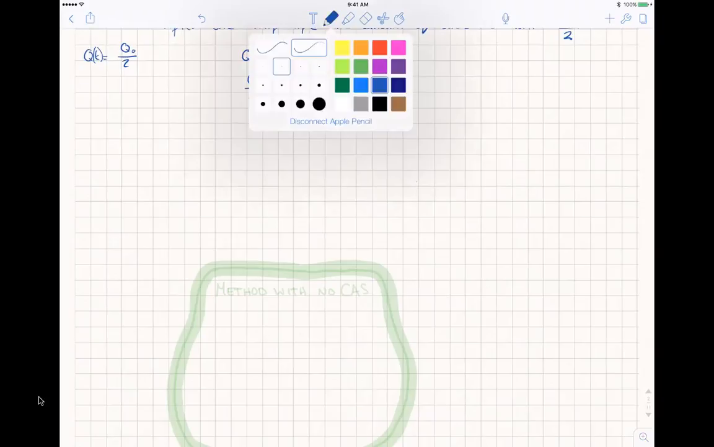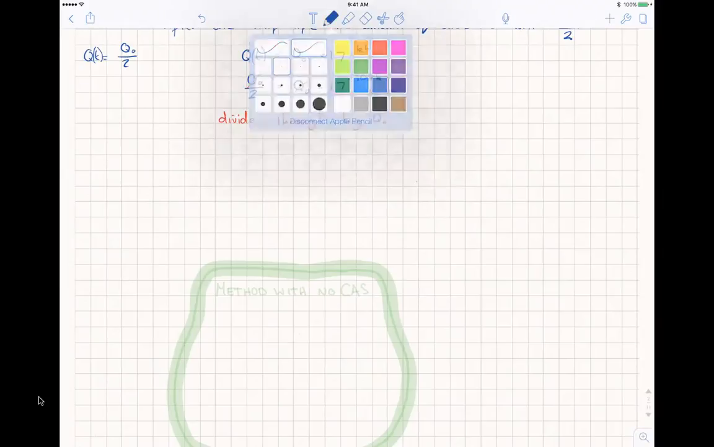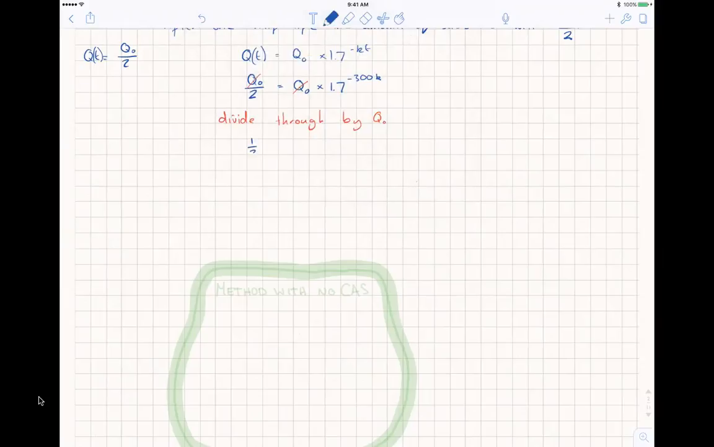We've got a Q0 on both sides, so we're going to just divide through by Q0 to get rid of it. So that we're left with 1/2 equals 1.7 to the power of minus 300K. At this point, we can just put that straight in our calculator. We need to write down exactly what we're doing, particularly if it was an exam question.